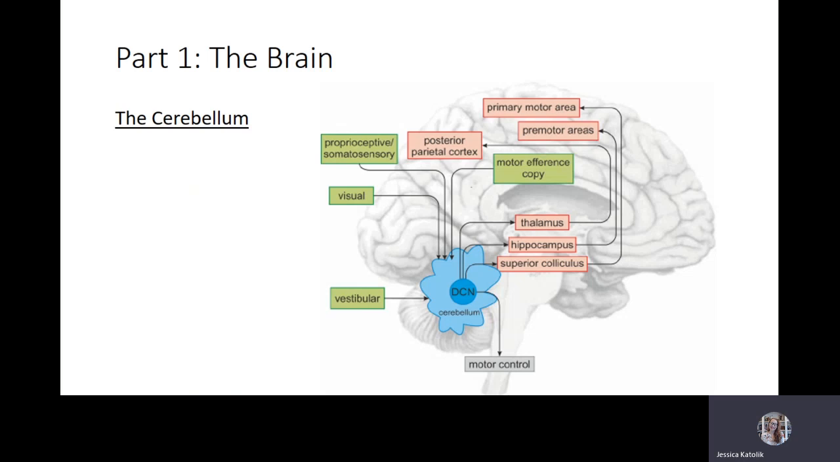Individuals that have a stroke in the cerebellum may have more jerky motions and also have a different gait when they walk. So it'll affect how their body moves.